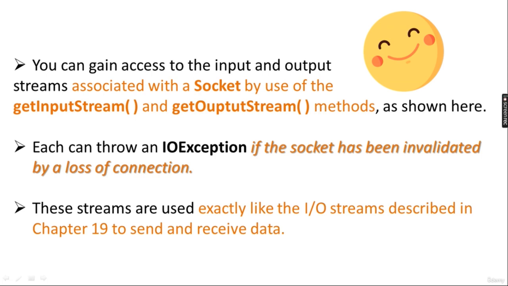We can gain access to the input and output streams associated with a socket that we were seeing yesterday in the previous session by use of the getInputStream and getOutputStream methods. Each can throw an IOException if the socket has been invalidated by loss of connection. The socket should be connected as well. These streams are used exactly like the input and output streams described in the previous chapter, to send and receive data.